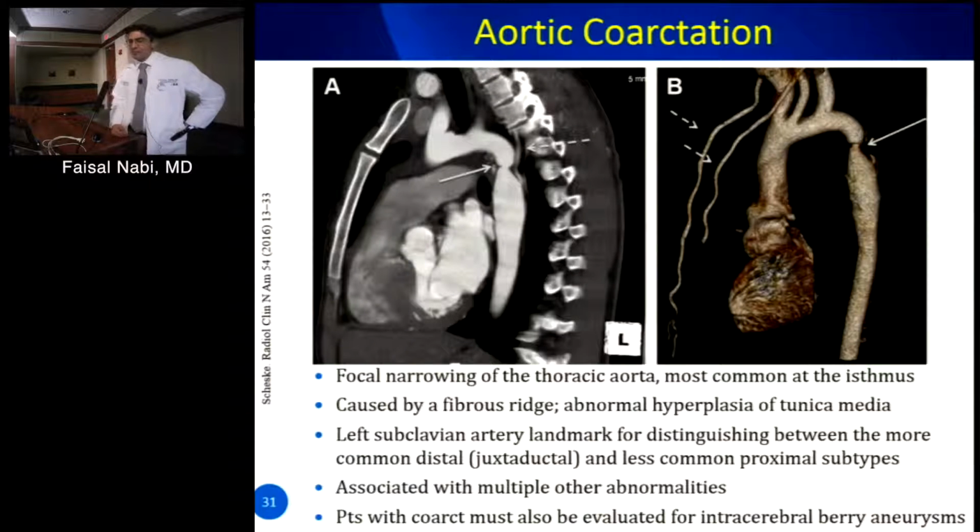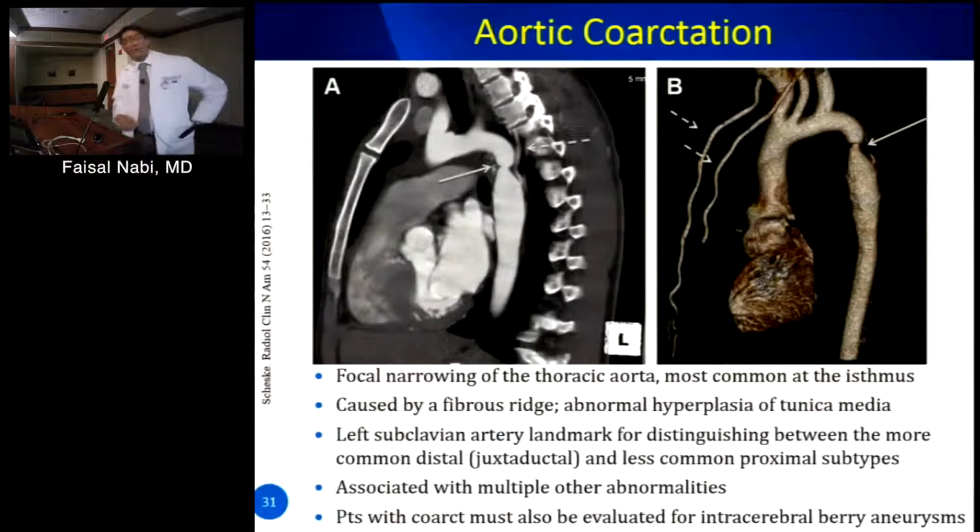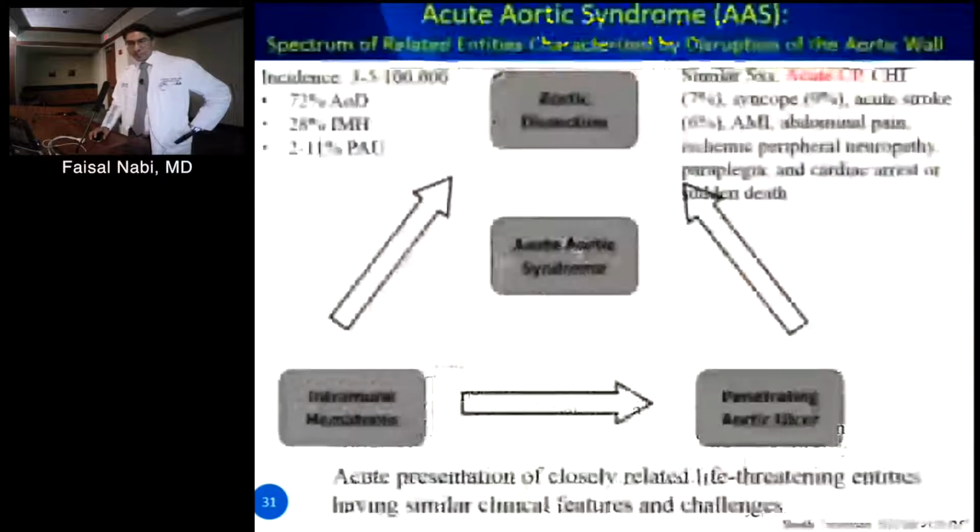One thing that's very important if you have a patient with coarct is that you can see collateral vessels in the CT data set, because blood has to get down to the legs, and usually it comes from collateral vessels. But it's also very important to evaluate these patients for intracerebral berry aneurysms.